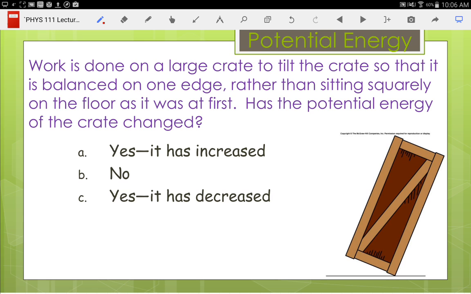So, question. Work is done on a large crate to tilt the crate so that it is balanced on one edge rather than sitting squarely on the floor. Has the potential energy of the crate changed? Options are: yes, it increased; no; or yes, it decreased.